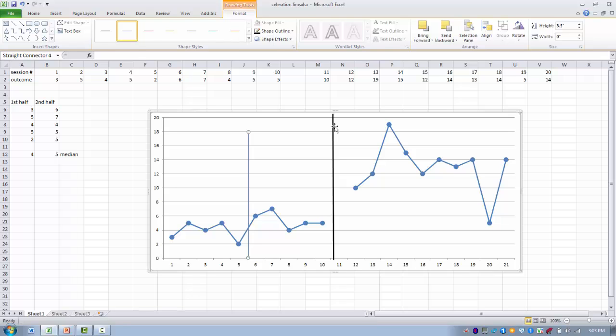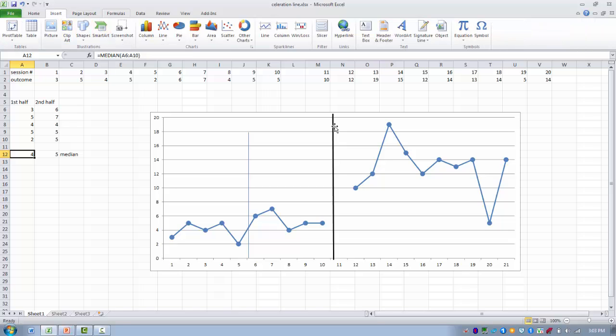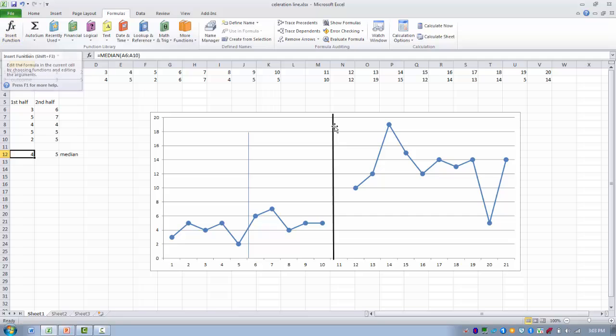So I went to formulas and inserted the function for the median, and it calculated the median for each half. So that's going to be an important thing for me to know. So let's go ahead and use that median now to begin drawing our acceleration line.